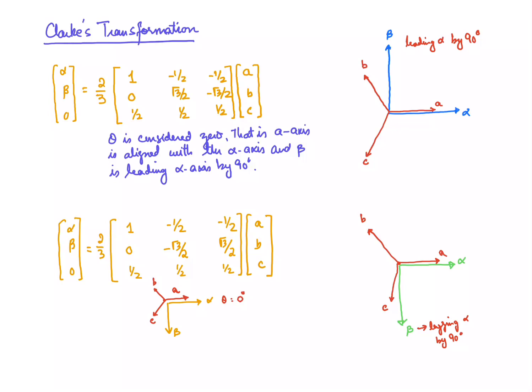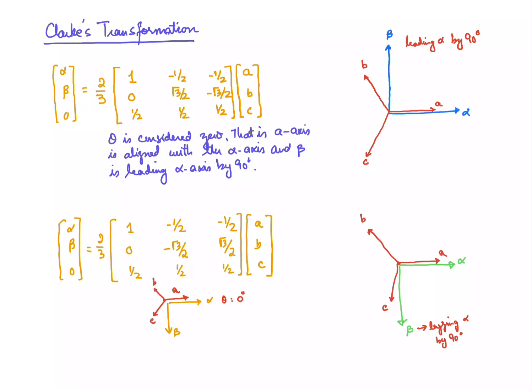In this we have assumed that theta is equal to 0, the alpha axis is aligned with the A axis, and the beta axis is leading the alpha axis by 90 degrees. For this case you get this equation for the calculation of the alpha component and this equation for the beta component from A, B, C. And what is this 2 by 3? This 2 by 3 is for magnitude invariance, that is, the magnitude of the space vector in the alpha beta plane is equal to the magnitude of the phase quantity A. So 2 by 3 is for the magnitude invariance, so that the magnitude remains the same.